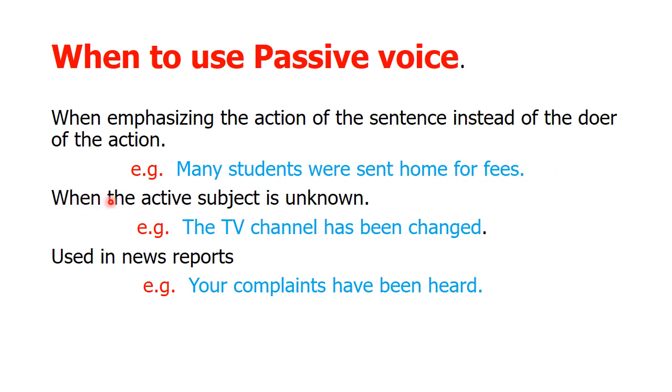2. When the active subject is unknown. The TV channel has been changed. We do not know who changed the TV channel. Now we are not going to focus on the doer of the action, or rather we are going to focus on the action. And then 3, it is used in news reports. Your complaints have been heard.